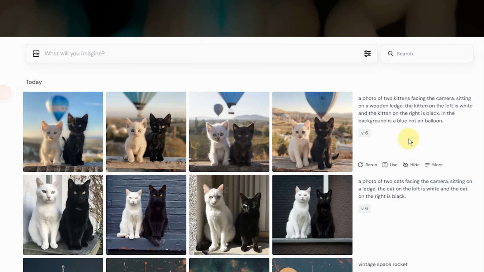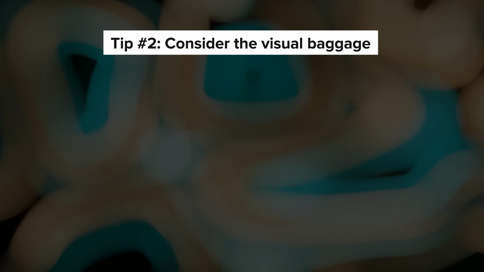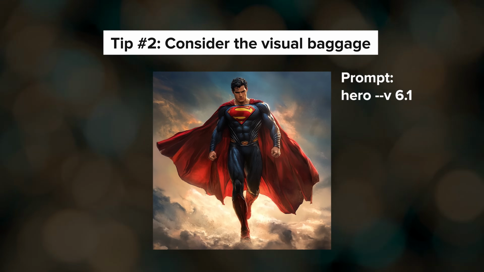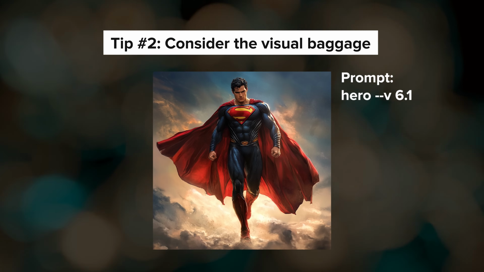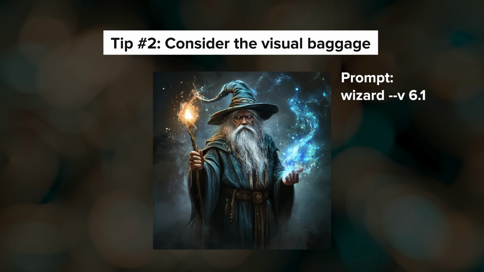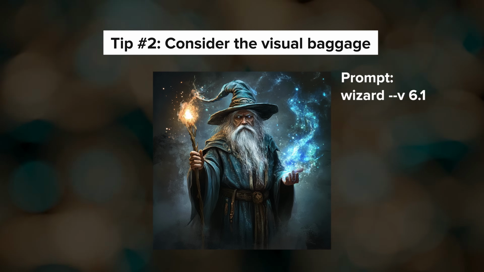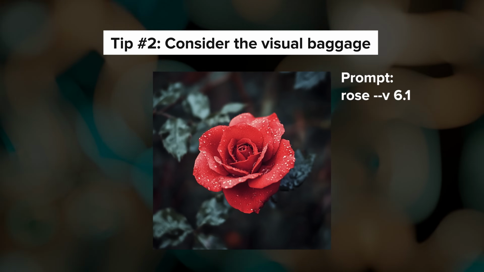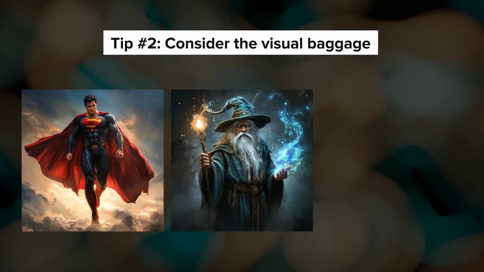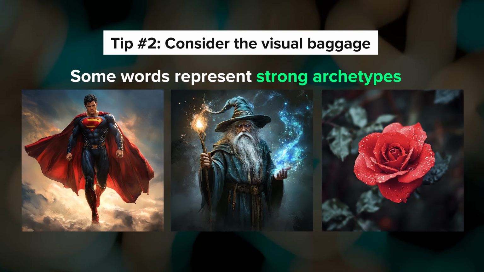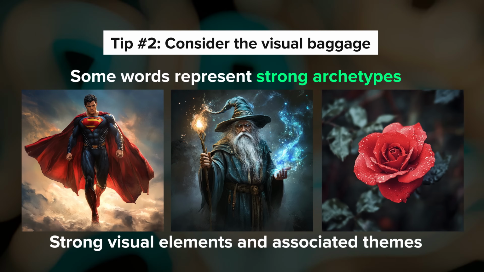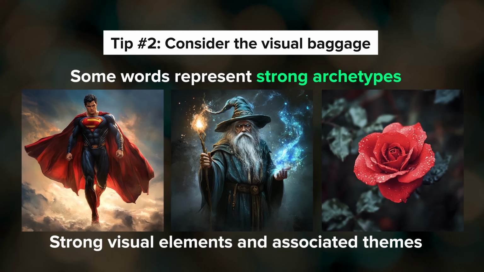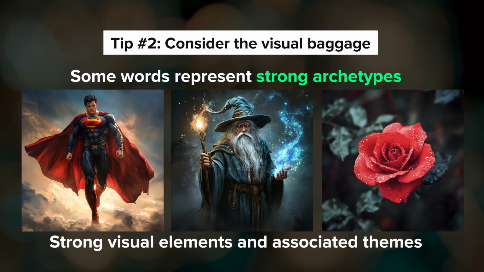Something else to keep in mind is the visual baggage that comes with certain words. For example, hero often produces a male character with a red cape or some other superhero outfit. Wizard typically gets you an old man with a white beard and a pointy hat. Prompt for a rose, and it's probably going to be red. Words like hero, wizard, and rose are strong archetypes because they have very strong visual elements or themes associated with them. You can use them to your advantage or be more specific to avoid them.